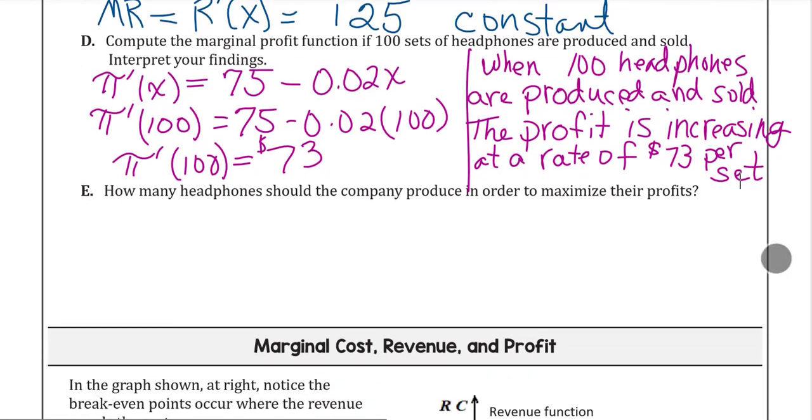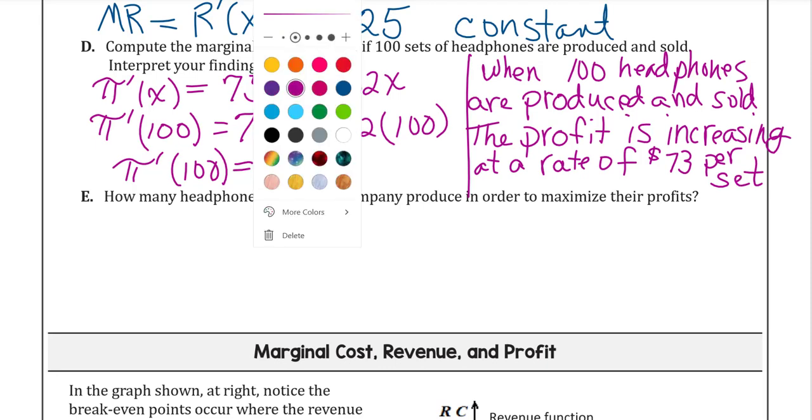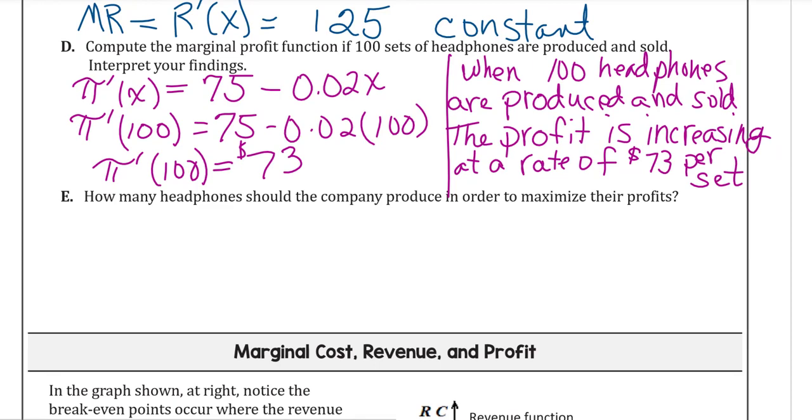Okay, so next, how many headphones should the company produce in order to maximize profit? So the profit will be a maximum where pi prime of x equals 0. So we're looking for a horizontal tangent line.